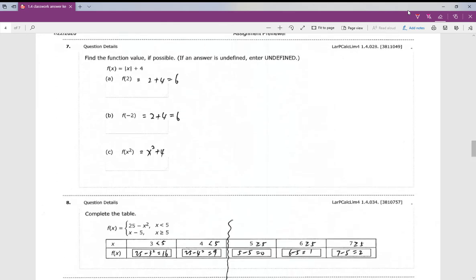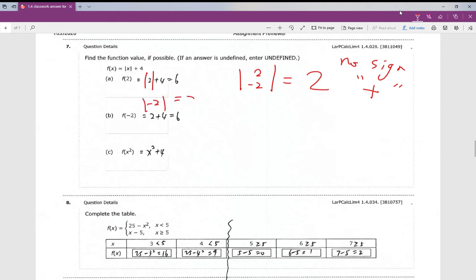Number 7, evaluate again. You evaluate 2 in the function with the absolute value. What does absolute value mean? No matter you have positive 2 or negative 2, the answer has no sign. No sign means positive, right? So it's 2. And the negative 2 after absolute value is 2. Oh, sorry, there's no negative 2 anymore. So for x squared, you just input the x squared, right? x squared after absolute value, because x squared itself is already positive. So the absolute value of x squared equals x squared.